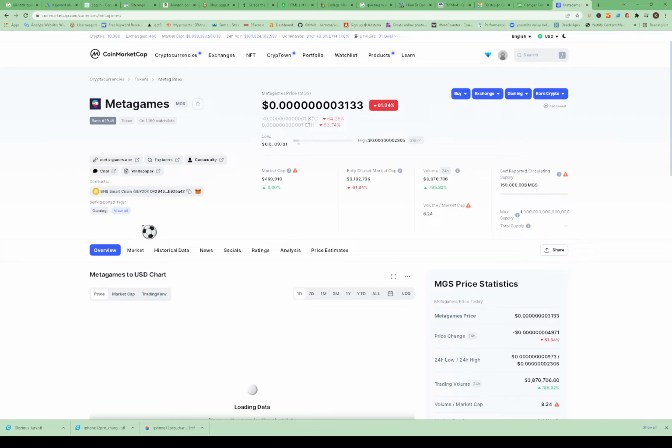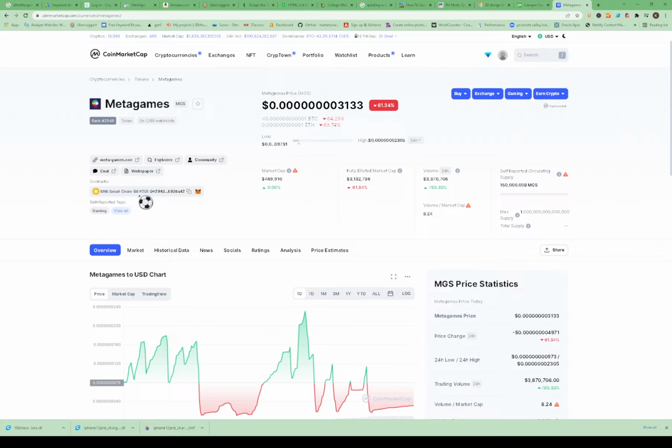And here we can see it's on the Binance Smart Chain. We can see they gave us a white paper. So what I always tell you guys to do is go read their white paper, see what everything is about, see what they say on their website. One thing we can do right now is open their website to see how it looks.